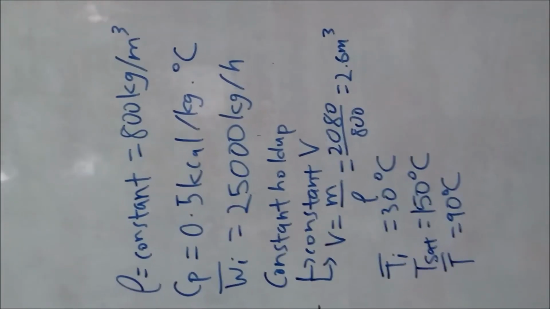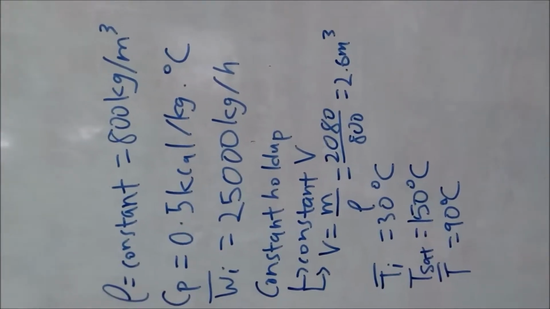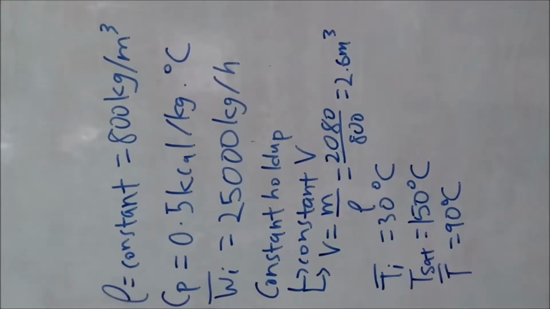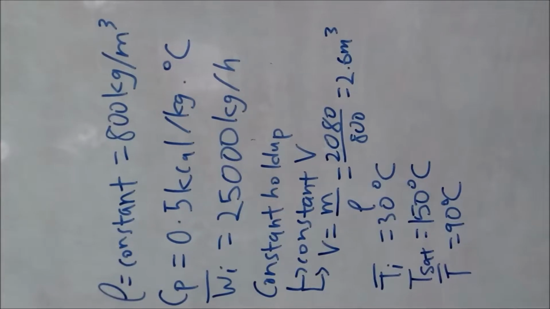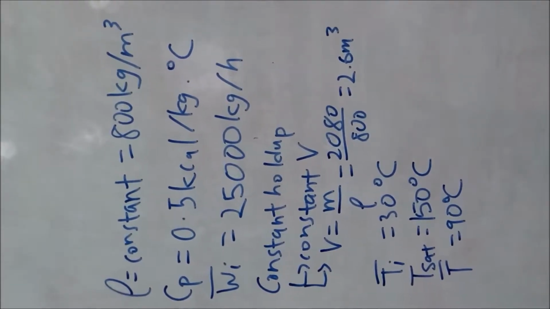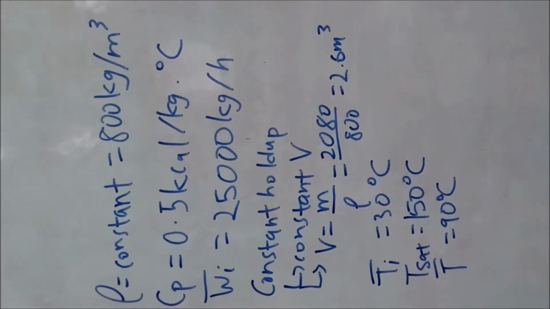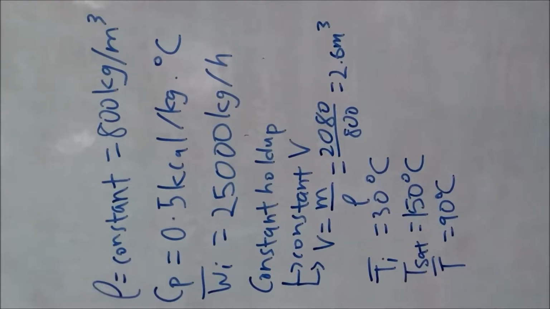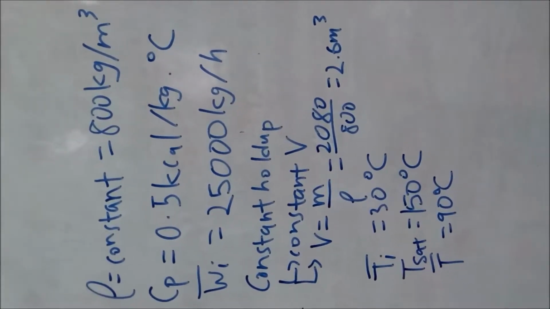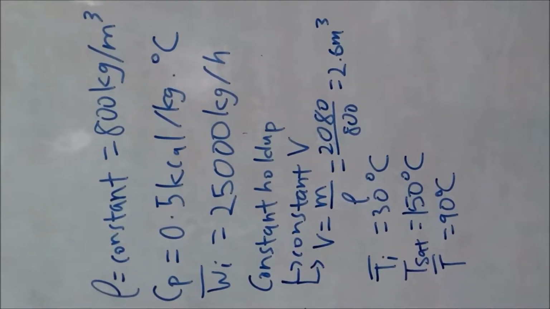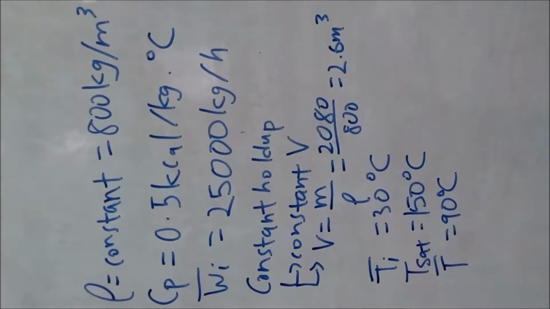In the question, it is given that the density is constant at 800 kg per cubic meter, and the Cp, which is the specific heat capacity, is also given as 0.5 kilocalorie per kilogram degree Celsius, and the mass flow rate in is 25,000 kilograms per hour.